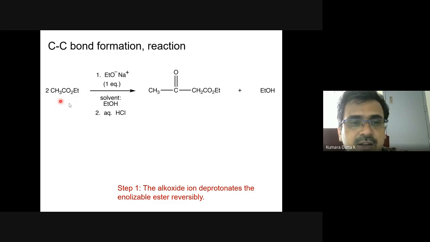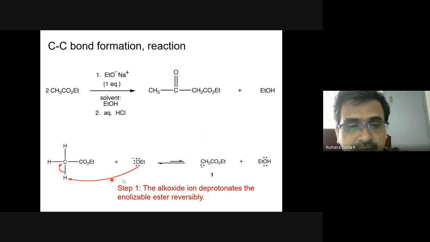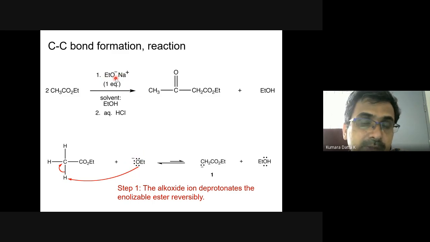You can see here in the ester, we have sodium ethoxide and aqueous hydrochloric acid in ethanolic solvent. What happens is, if you do this part followed by working up with this, we get, as we know, a diketone along with ethanol. So the first step is how the alkoxide ion deprotonates the enolizable ester. So we can see that this alkoxide ion is there, Na plus OEt minus.